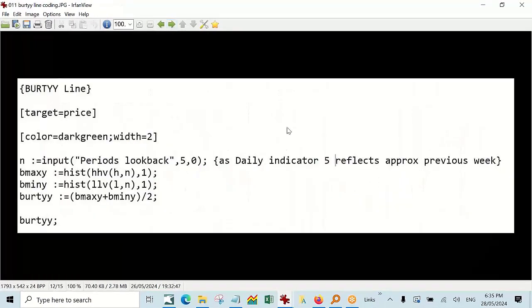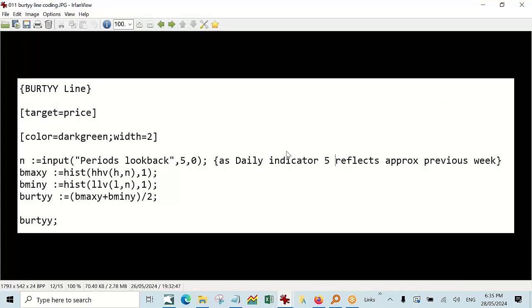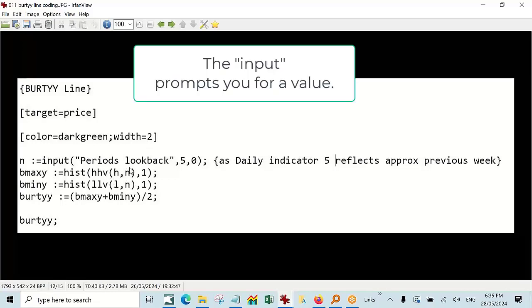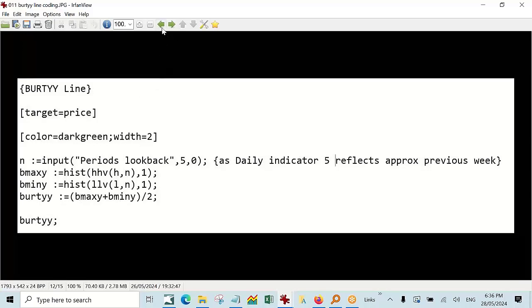Right there. Here's the formula for the Burtyy. Quite simple, really. The line formula. I've given you a choice of input. I've gone for 5 because I originally used it as a daily charting indicator, but it works quite nicely on the weekly as well. And the formula says the highest high of the last 5 days, or whatever you want to put in there, the lowest low, and then just divide by 2 and you get the Burtyy.